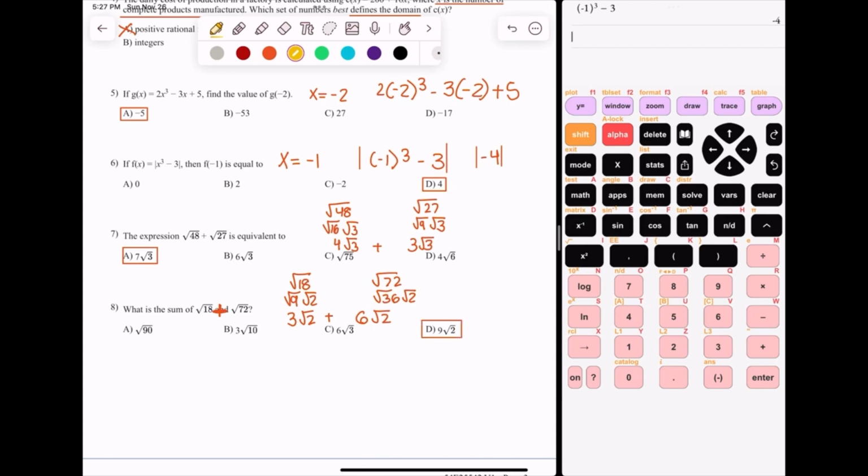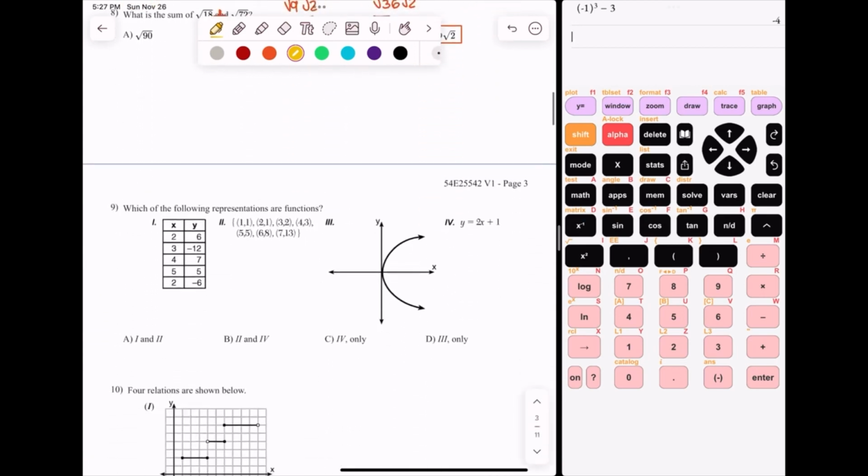All right, let's look at the next one. Which of the following represents a function? Remember, the definition of a function is that every input has exactly one output. So if I'm talking about a table, I can't have any of the x's repeat. Because look here, 2 repeats. 2 is going to negative 6, and it's going to positive 6, making this not a function. So I'm going to get rid of any of them that have choice 1 in it.